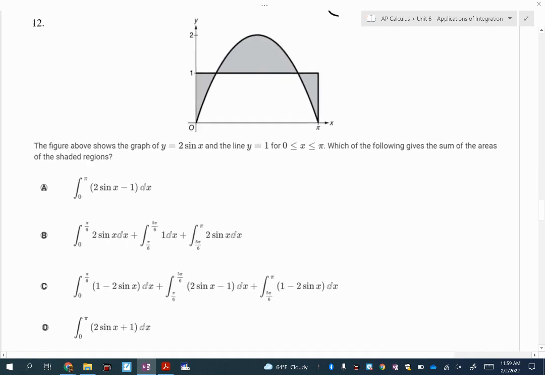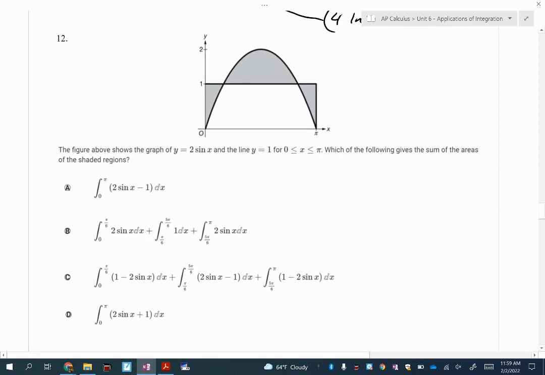Now, number 12 is saying to find which of these answer choices would give you the sum of the area of the shaded region. So it looks like there's kind of 3 of them. So my first thought is I'm looking for 3, and only 2 of them have 3. We'll talk more in class or other times that you can have one if we're talking about the absolute value, but none of these answer choices include the absolute value. So it must be one with 3 of them.